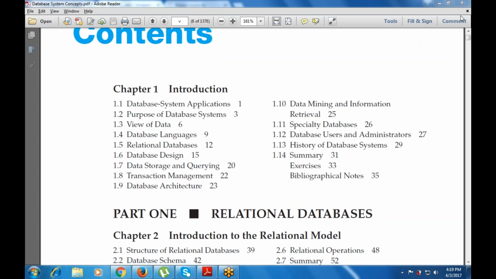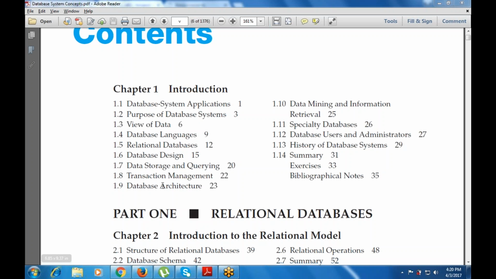First part, chapter number 1, is introduction. That includes the database system applications, purpose of the database system, view of the data, then database languages, relational database, and so on. So this is just an introduction, and today I'm going to start with the introduction only.